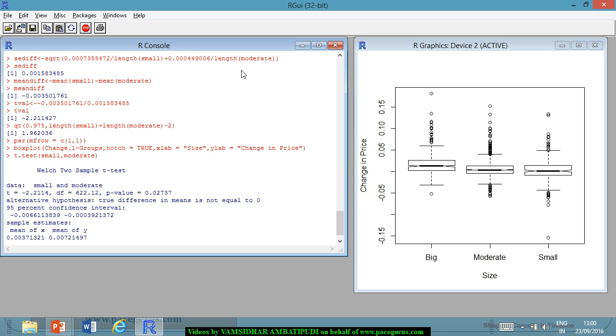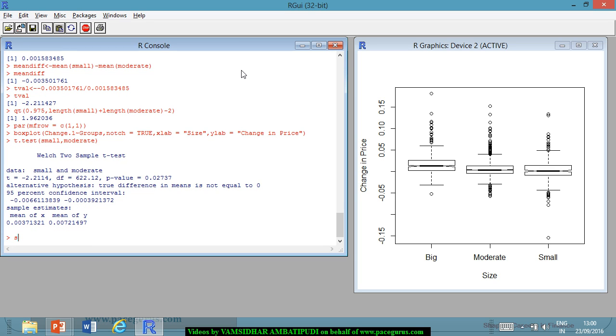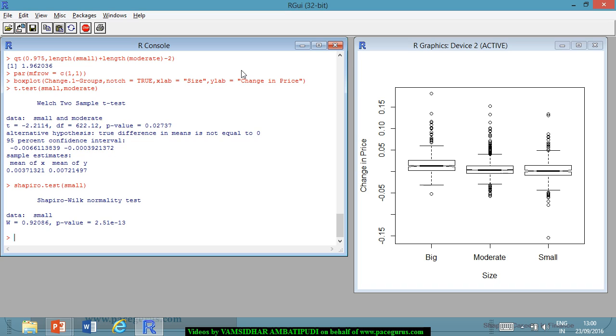Even with the data, if we are trying them out, we could have used the Shapiro-Wilk test to see if my data is normal. So I'll do a shapiro.test of small, which is saying that the p-value is 2.5 times 10 to the power of minus 13. So I'll go with the alternate hypothesis, and the alternate hypothesis is that the data is not normal. So in the case of the Shapiro test for small, it is coming out to be non-normal.